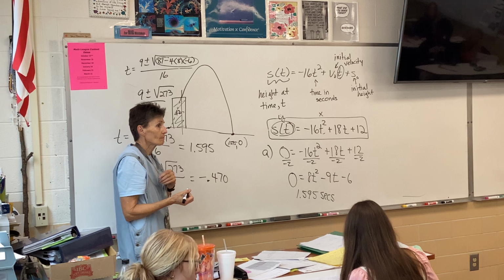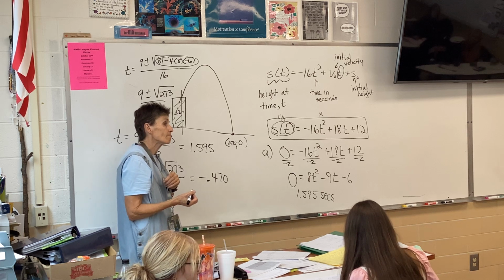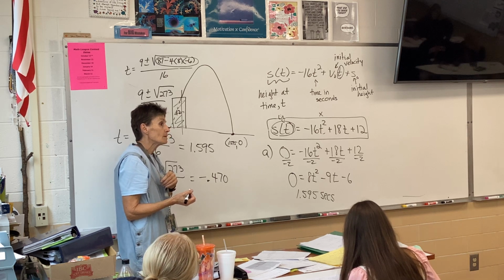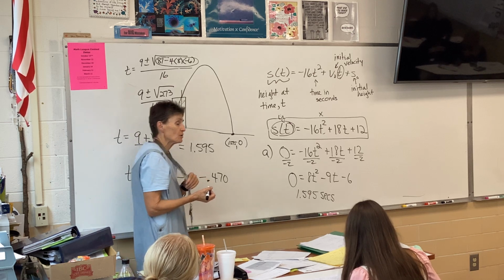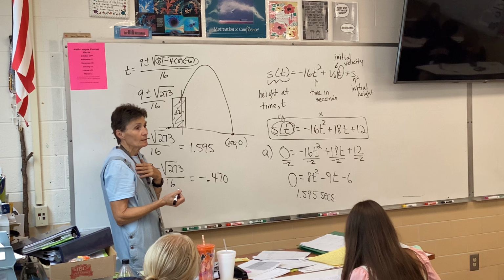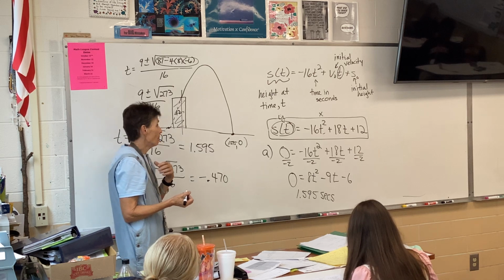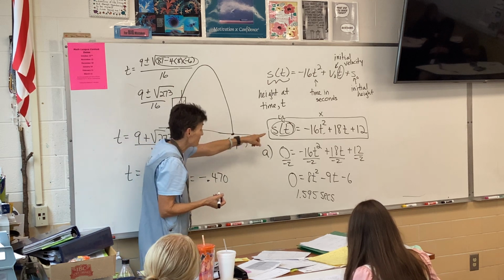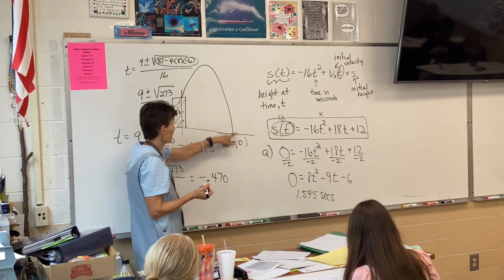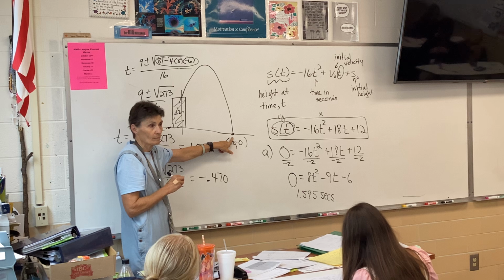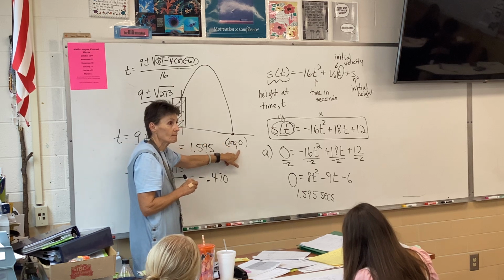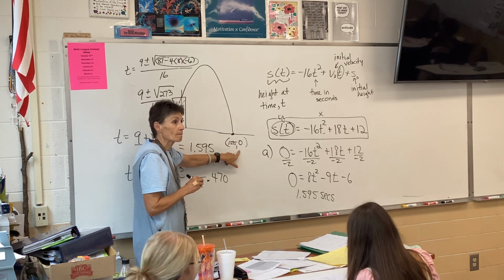When is the ball on the ground? After 1.595 seconds. Could you get that answer by plugging it into your calculator and doing the trace? Absolutely. We could do this graphically by just typing in our equation and then looking for a zero. That's a zero, and it would say the same thing. Why don't we just do that?